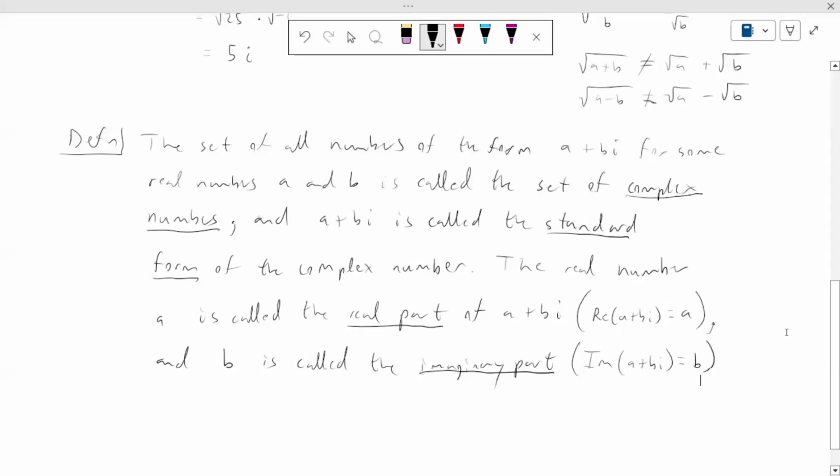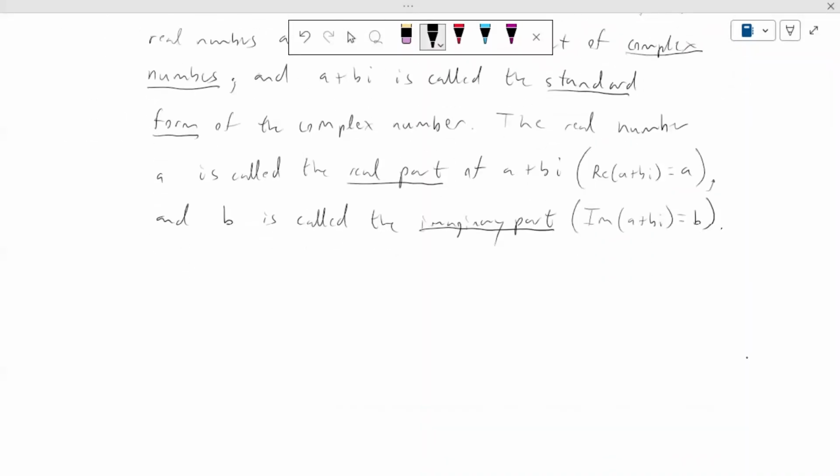Okay. Now let's talk about some special cases here. If b equals 0, it's just a special case of a complex number. If b equals 0, then our complex number simplifies: a plus bi will be equal to a plus 0 times i. 0 times anything is just 0, so we have a plus 0, which is just equal to a. So your complex number is just a real number. Basically, if your imaginary part is 0, then you're a real number.